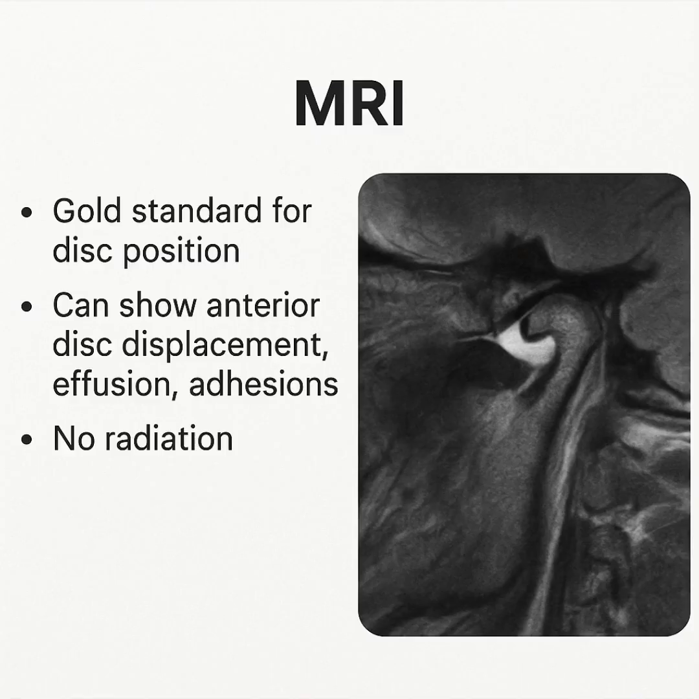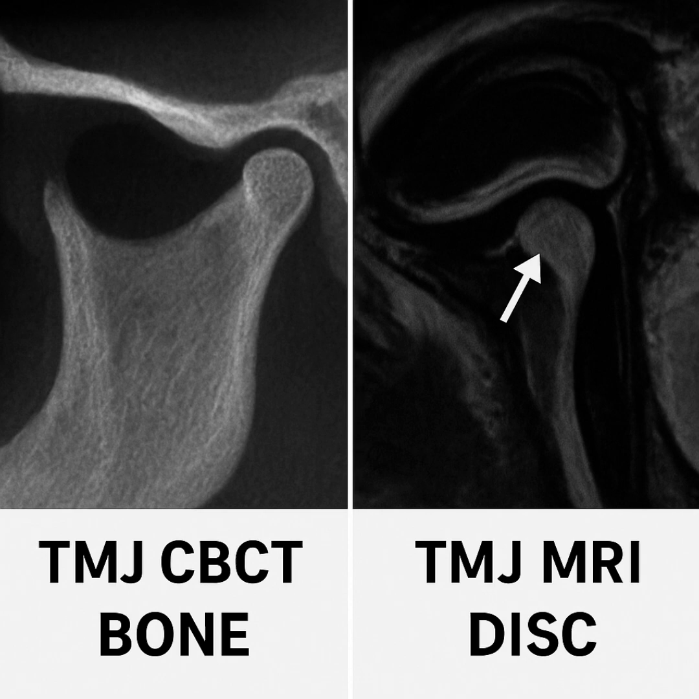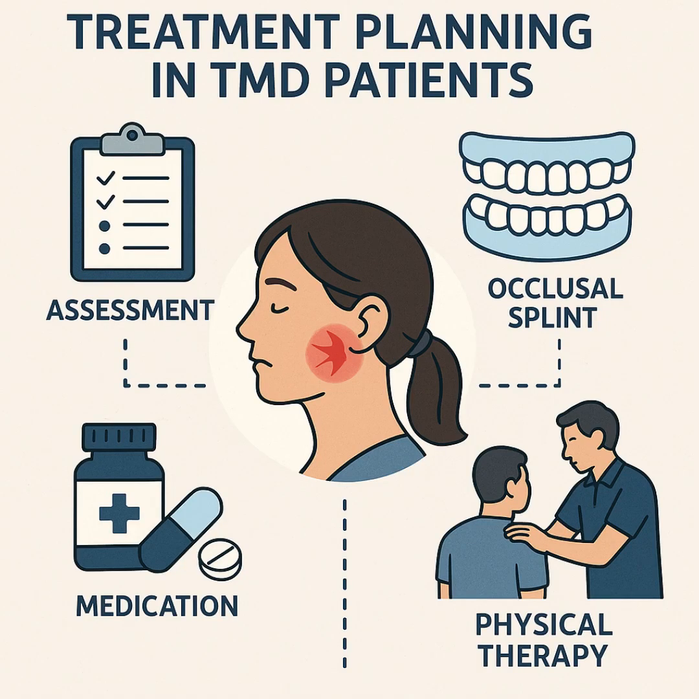MRI, gold standard for disc position. Can show anterior disc displacement, effusion, adhesions, no radiation. Teaching pearl. CBCT shows bone, MRI shows disc. Always remember this division. Treatment planning in TMD patients. Now comes the hard part, planning.